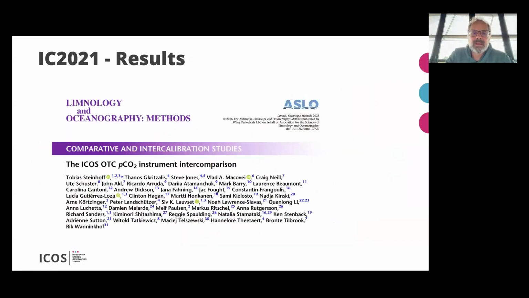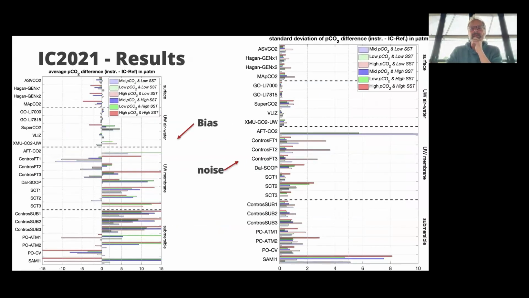The results have been published since last year in L&O Methods. Here you see the DOI, but I guess you can just Google it and find it. And this, I guess, is more or less the main plots of the publication.